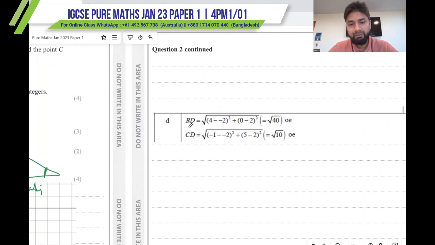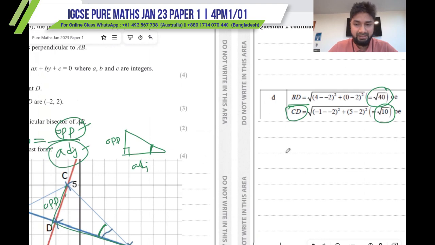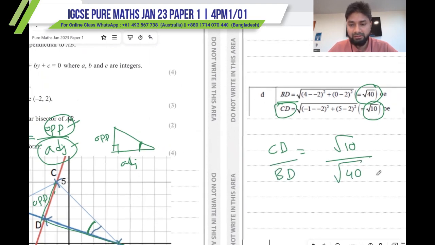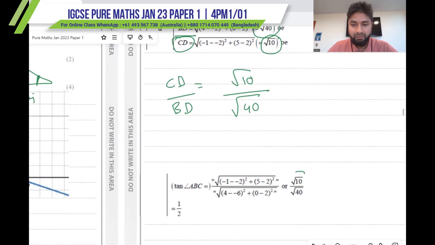So over here we can see the length of BD. They have used that formula to find the length of BD as square root of 40, and the length of CD is square root of 10. So opposite here is CD. The length of CD is square root of 10, and the adjacent is BD, which is square root of 40. So you see square root of 10 over square root of 40. When you find the answer using a calculator, you will find your answer as a half. That's the end of question 2, everyone. Thank you.